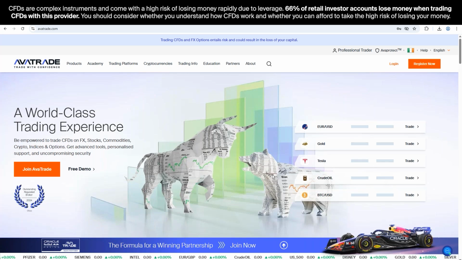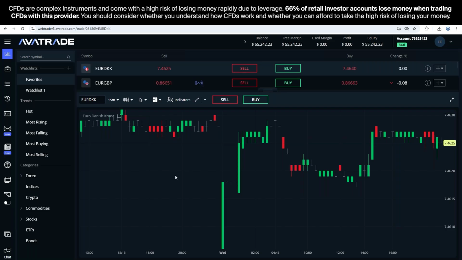Now, from our main website, we can log into the web trader platform, which has the same functionalities and tools built into it as our AvaTrade app. And you can trade on both the MT4 and MT5 accounts from the same location. To log in, we just go to the upper right-hand corner and enter your email address and password, and you'll find yourself in the web trader platform.